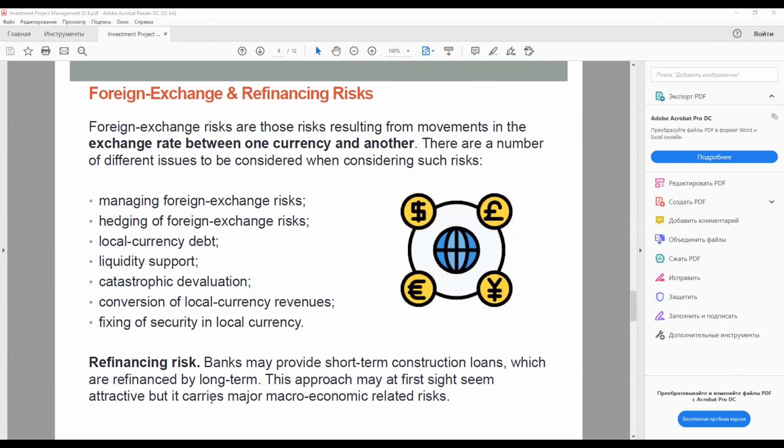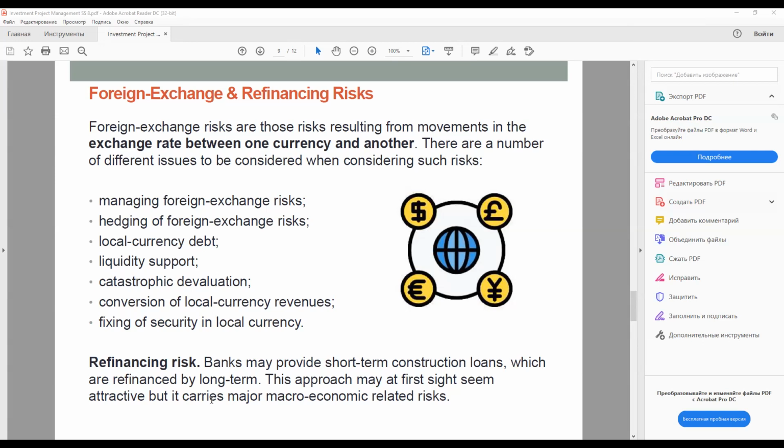Sorry, I'm back again. So, catastrophic devaluation. That is a sudden major devaluation of the local currency, now recognized as one of the most serious risks in providing project finance in foreign currencies to developing countries, where the project is not a natural generator of foreign exchange revenues. Currency hedging techniques or liquidity support may enable the project company to deal with the risk of normal market movements in exchange rates.